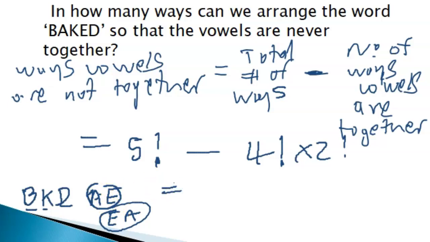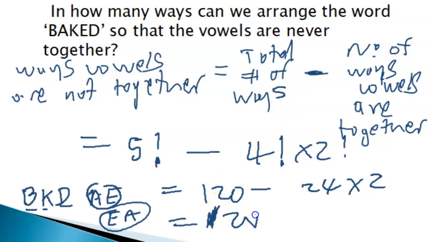Alright, so 5 factorial, that's 5 times 4 times 3 times 2 times 1. That's 120. And 4 factorial is 24, 4 times 3 times 2 times 1. And 2 factorial is 2. So that's 120 minus 48, and that's equal to 72. So the solution to this question, 72 ways to arrange baked so that the vowels are never together.